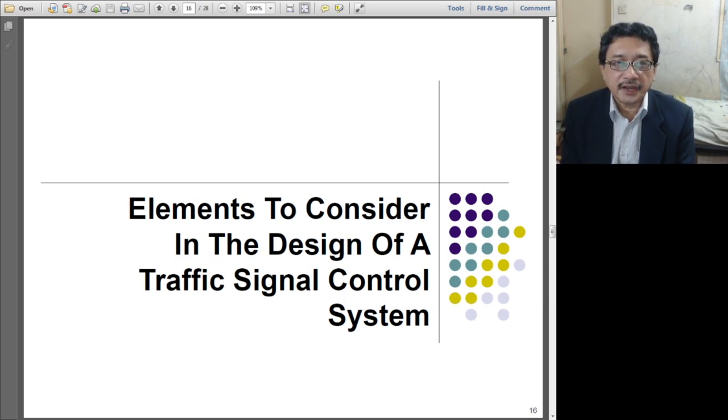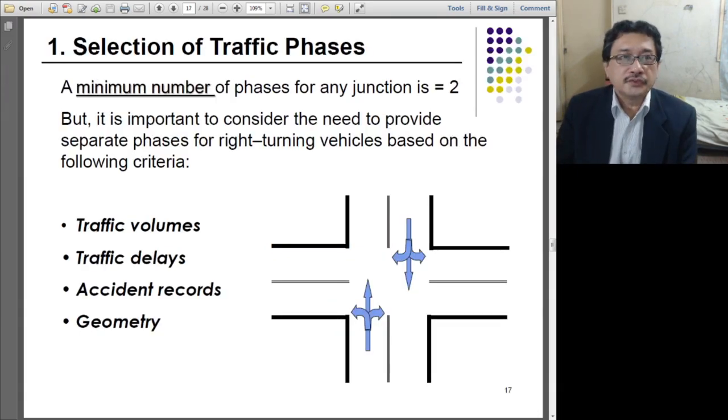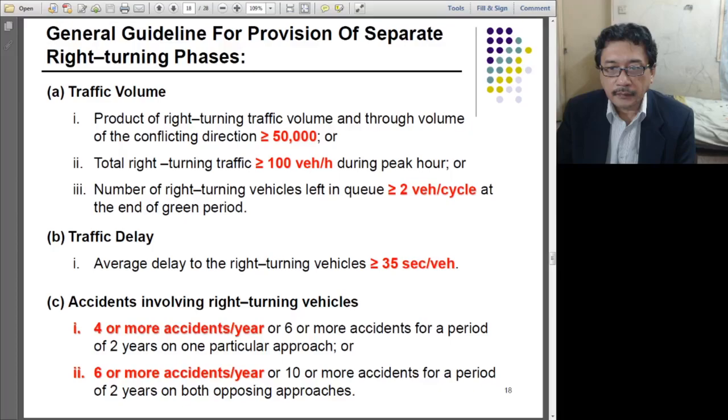We will discuss the elements to consider in the design of a traffic signal control system. First, for the selection of traffic phases, the minimum number of phases for any junction is 2. But it is important to consider the need to provide separate phases for right-turning vehicles based on the following criteria: traffic volumes, traffic delays, accident records, and geometry. These are the guidelines for the provision of separate right-turning phases.